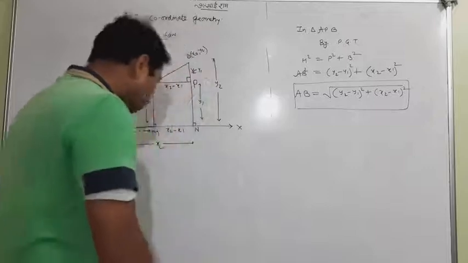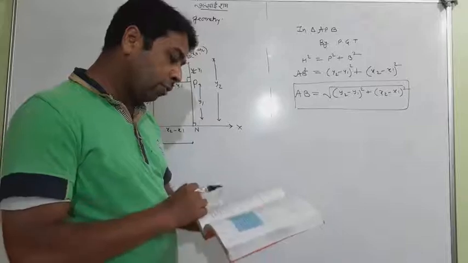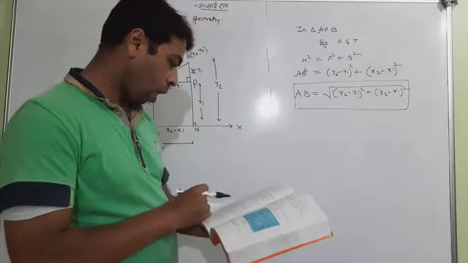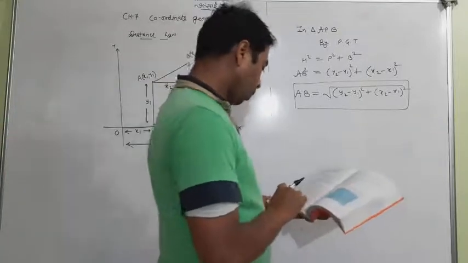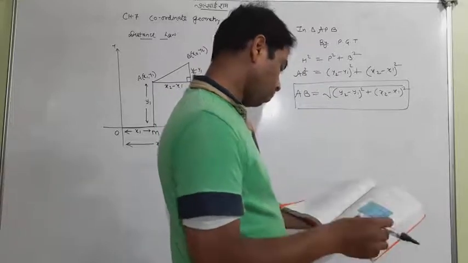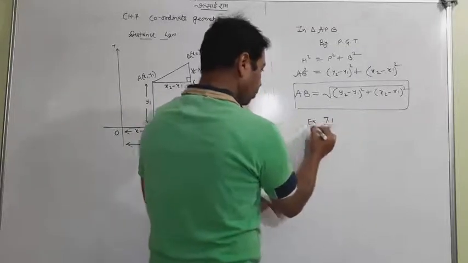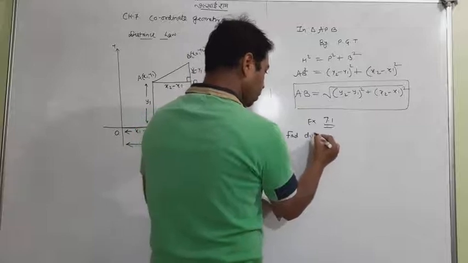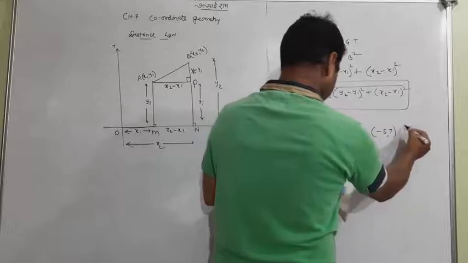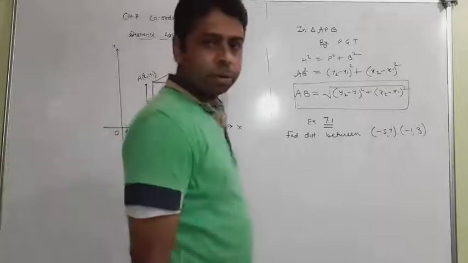Now very simple. I just want to put one example for you so that you can understand very well, very easily. Look at, I tell you one thing. Question is, from exercise 7.1, find the distance between (minus 5, 7) and (minus 1, 3). This is a question. So how to deal with this question?